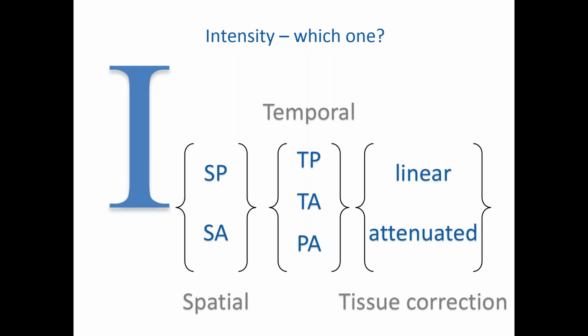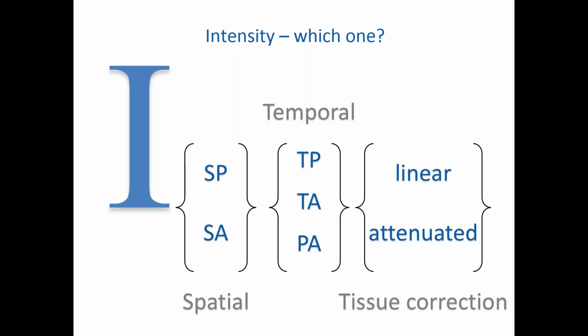A lot of our measurements are made in water. Water has very little absorption, certainly at frequencies below about 30-40 megahertz. Whereas if we're trying to work out what's likely to be going on within tissue, then we need to make a correction to our in-water values to produce what is more likely to be found in a tissue medium. And therefore we can have any combination of, say for example, spatial peak, temporal average, attenuated tissue correction, or spatial average, temporal average, linearly measured. So you can see we have quite a combination of intensities already.